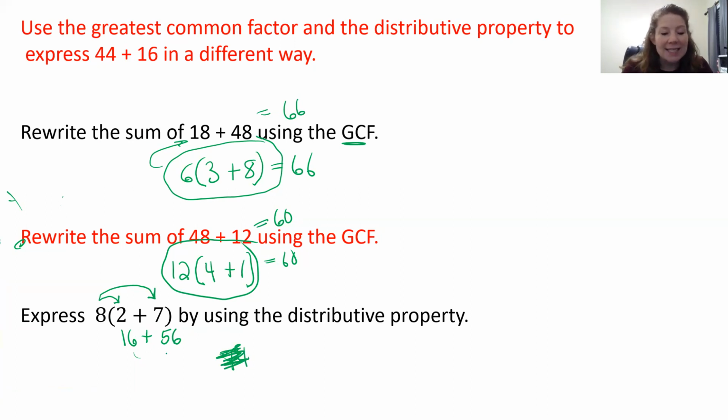So if I add 16 and 56, now I get 72. Then if I double check it, 7 plus 2 is 9, and 9 times 8 is 72. So this is going to be the right answer. This is the opposite direction of the previous one.